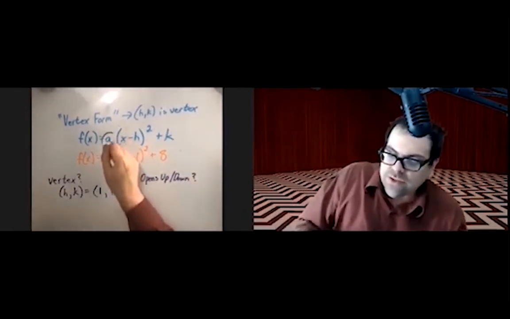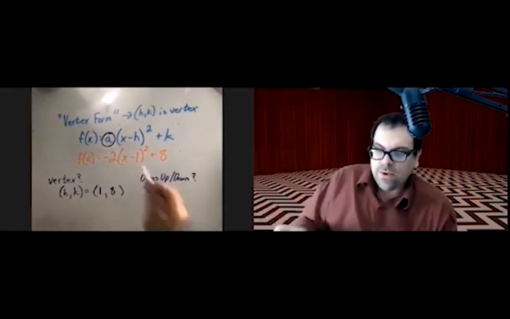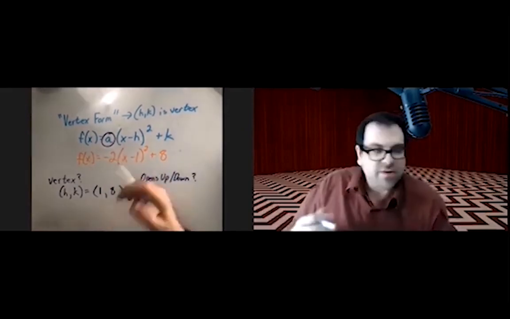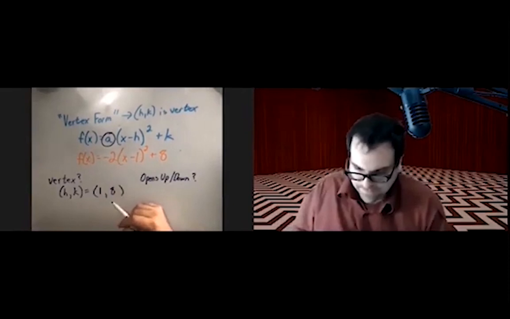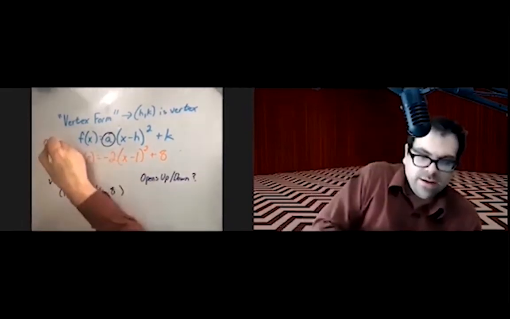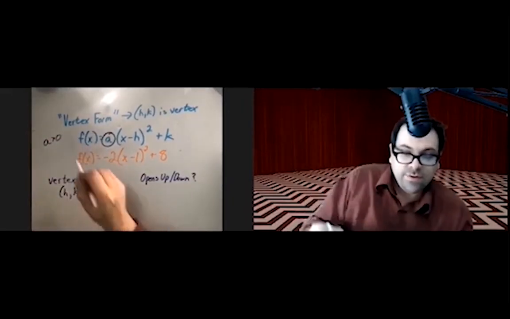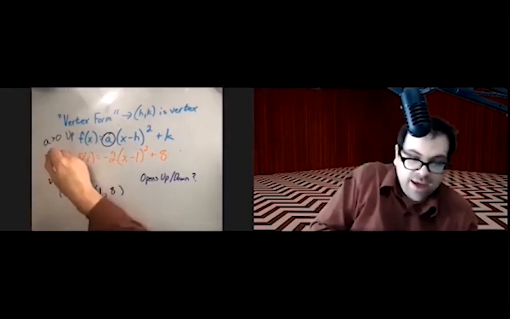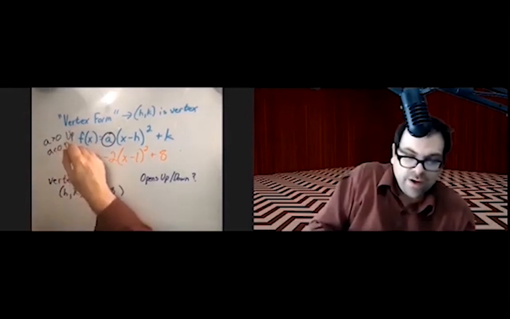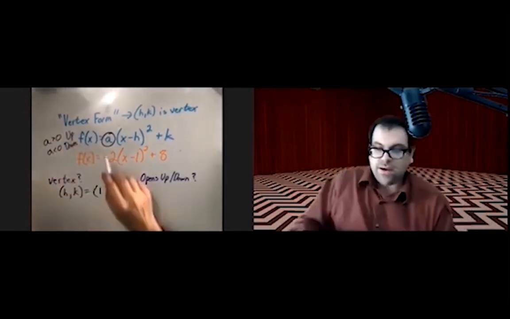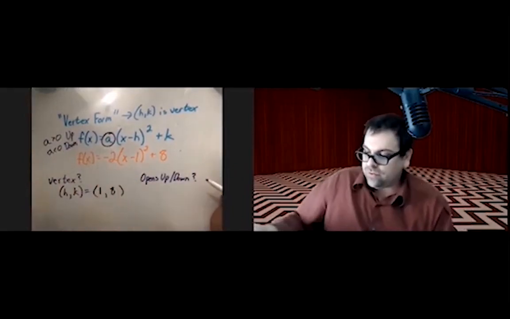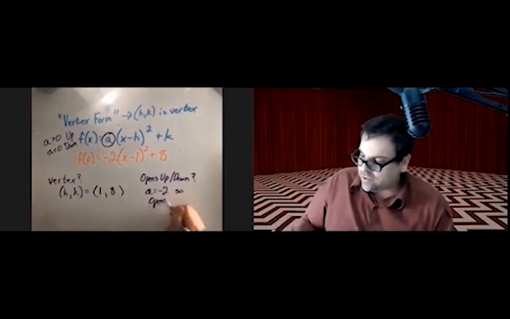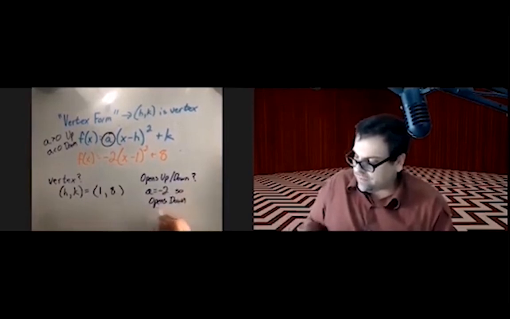So what we're going to do is look at A, the number in front of our x minus h squared, the number in front of our squared thing. If A is positive, then it opens up. But if A is negative, it opens down. And here our A is -2. So it opens down.